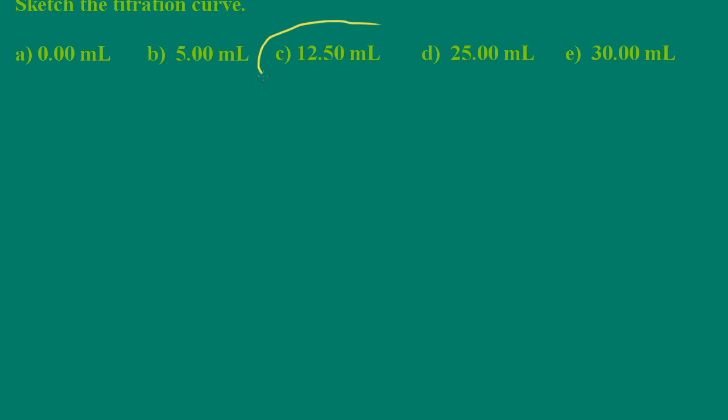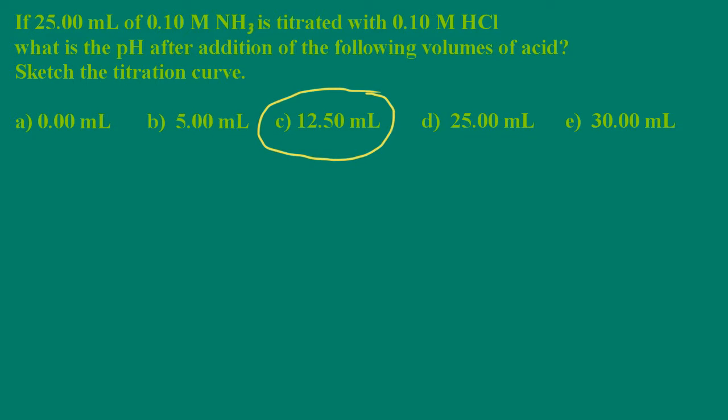In part C, we want to know the pH after the addition of 12.5 milliliters. Now, it's a good thing we determined our equivalence point volume in part 1, because we know our equivalence point volume is 25 milliliters. So that means after 12.5 milliliters has been added, we're at the halfway point. At the midpoint, or halfway through the titration, the concentration of ammonia is going to equal the concentration of the ammonium ion.